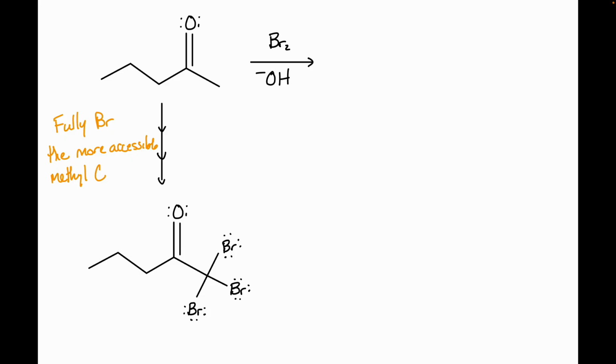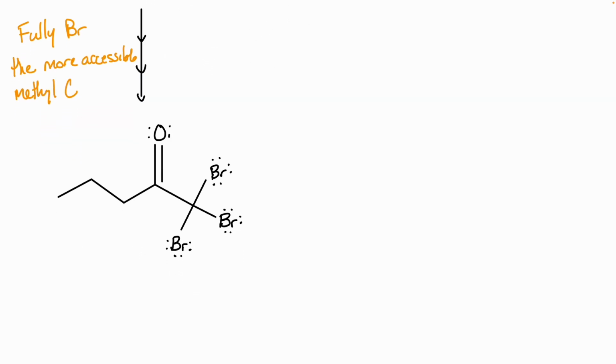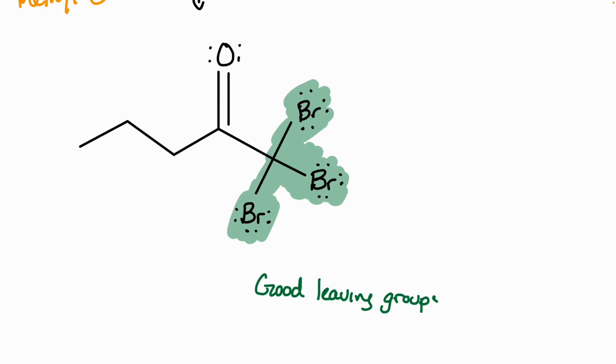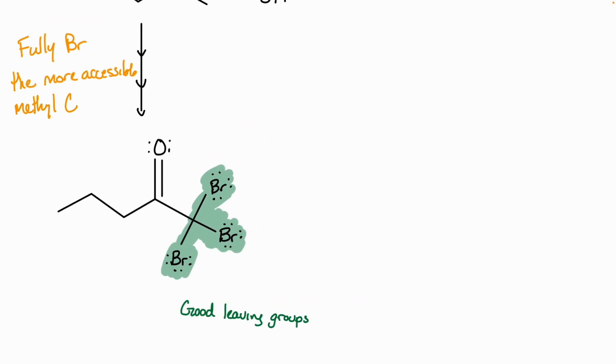But we've talked about these carbons with three halogens, these fully brominated carbons here. They're strong electron-withdrawing groups, and importantly for this case, good leaving groups. So before this other alpha carbon even has a chance of being deprotonated, my hydroxide, which is both a good base but also a good nucleophile, is going to attack that carbonyl carbon.